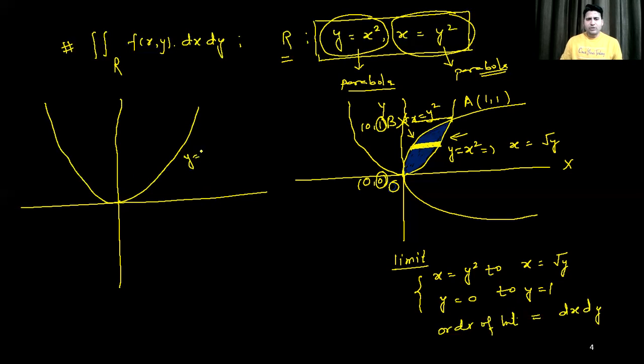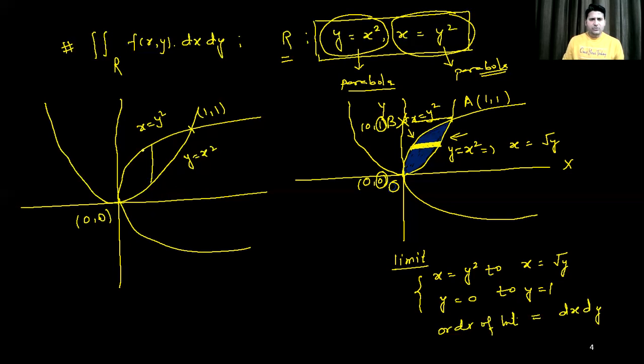We have y equal to x square, and on the positive x-axis, like this much, this is the parabola x equal to y square. This is the point 1, 1. This is the point 0, 0. Now let us start once again. This time I am taking a strip parallel to y-axis. Strip means the elementary region inside the region of integral.